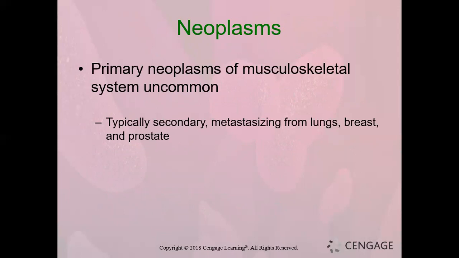All right, neoplasms. We're going to talk about this a little bit later in the cancer chapter later on in the book, but primary neoplasms of the musculoskeletal system are uncommon. They're typically secondary, metastasizing from the lungs, breast, or prostate.